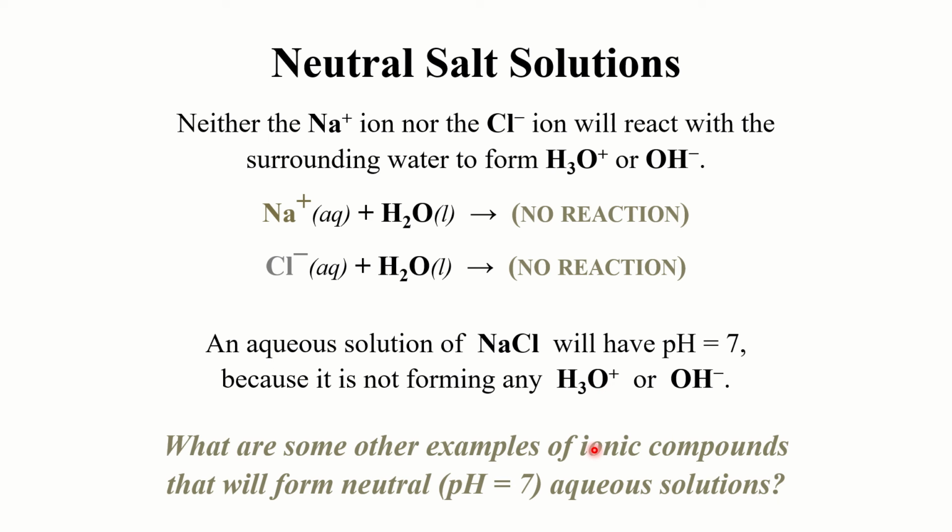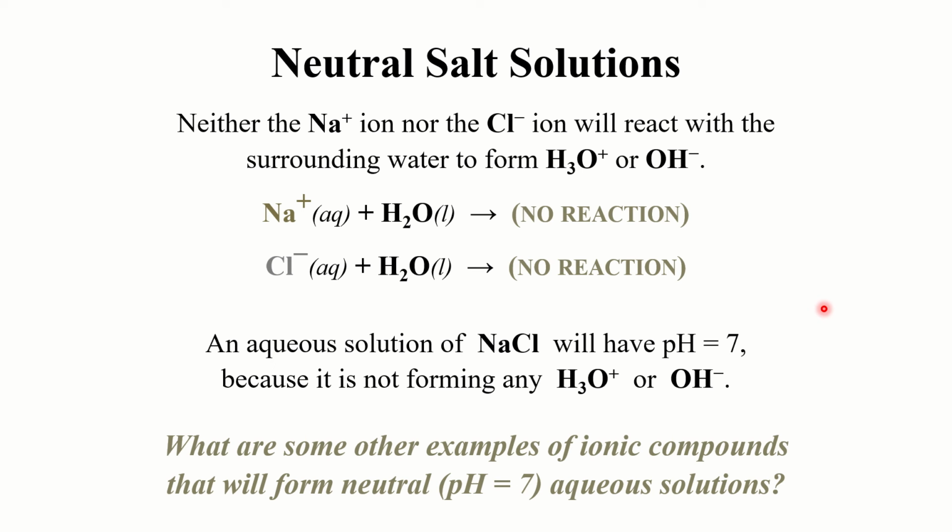All right, then my question at the bottom here, what are some other examples of ionic compounds that will form neutral aqueous solutions? These neutral salt solutions, what is common is that their anion should be essentially, I'm using quotes here, the conjugate base of a strong acid. So hydrochloric acid, hydrobromic acid, hydroiodic, the other strong acids we learned about. If you have the anion from a strong acid in your salt, it's likely to be a neutral salt.